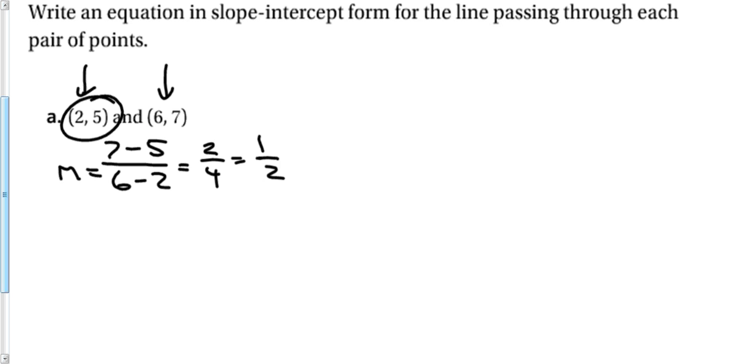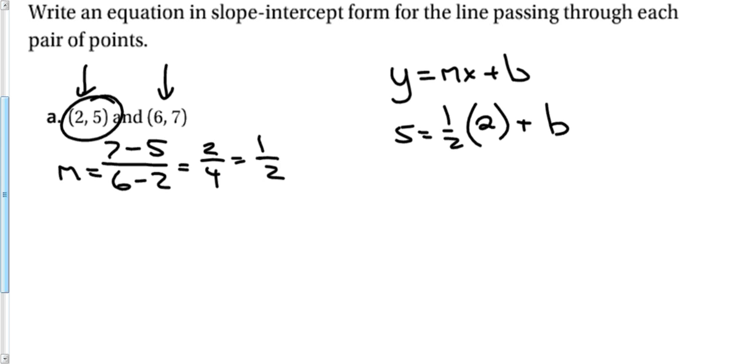So that would be 5. Well, my formula, y is equal to mx plus b. So that means 5 is equal to my slope 1 half times 2 plus b. These two multiply together and give me 1. So 5 is equal to 1 plus b. Subtract 1 from both sides to give me b is equal to 4.